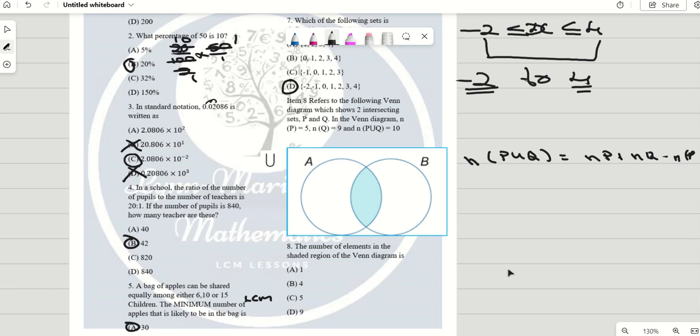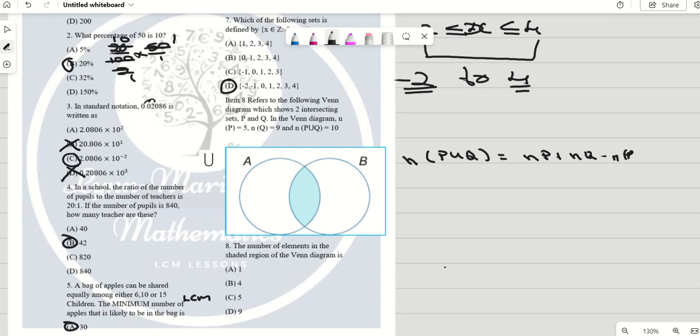P intersect Q. Let's put this in. P union Q, this is 10. 10 is equal to, what is the number of elements? That's 5 plus 9 minus something we don't know. We'll leave this as x. So 9 and 5 is 14. So 10 is equal to 14 minus something. You don't even need to solve for x. We can see the answer, 14 minus 4. So you know B is your answer for this question.